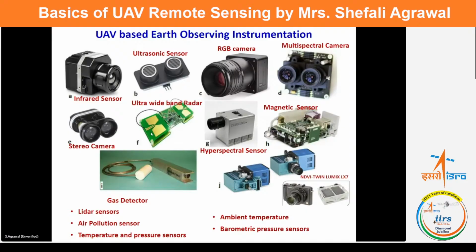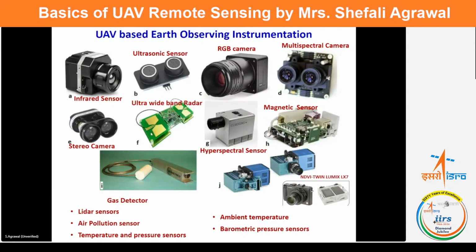RGB cameras are the normal visible cameras, one of the most common payloads used on drones, and they give very high resolution. They come with 12 to 50 megapixel sensors, which lead to a ground spatial resolution of 1 to 10 centimeters, and that again depends on the flying height. They can be used for damage assessment or mapping applications.